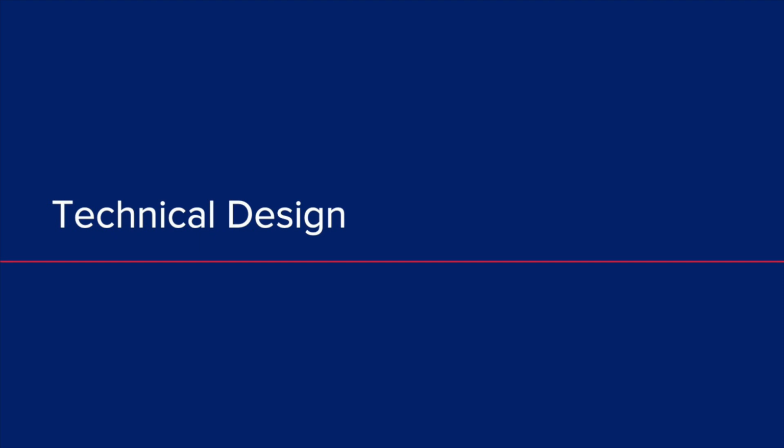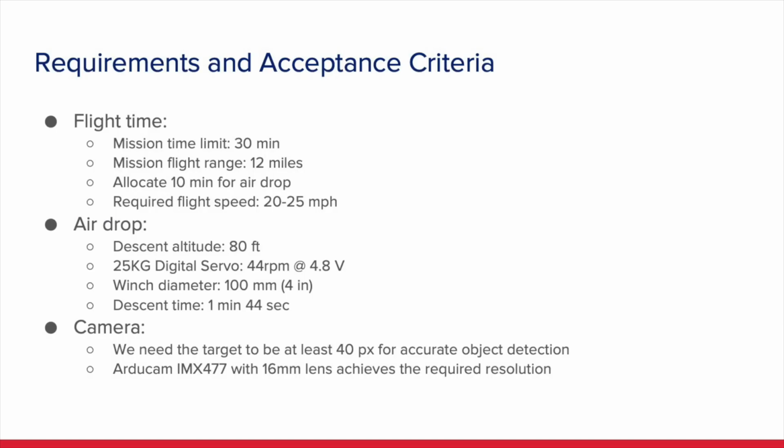We start off talking about the technical design. The requirements and acceptance criteria for this include a mission time limit of 30 minutes, mission flight range of 12 miles, 10 minutes for the air drop, and a required flight speed of 20 to 25 miles per hour. For the air drop, we will have a descent altitude of 80 feet, 25 kilogram digital servo, a winch diameter of 100 millimeters or 4 inches, and a descent time of 1 minute and 44 seconds.